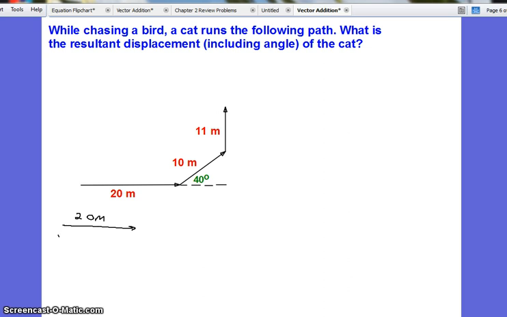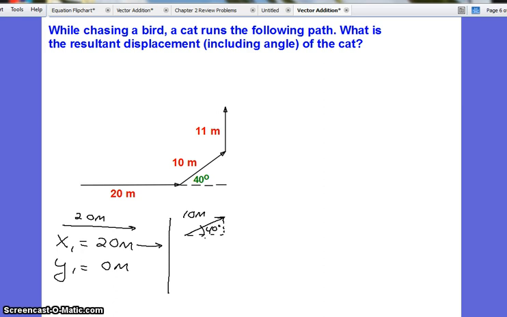And so we'll write down our 2 components. Now this one is kind of a trick question of sorts because this one only has an x component, 20 meters to the right. But I want to write down my direction as well. You'll see why later on. And there is no vertical component to this one, so of course there's no direction with it. My next vector is 10 meters and it's at a 40-degree angle. So I'm going to break this into its x and y components.